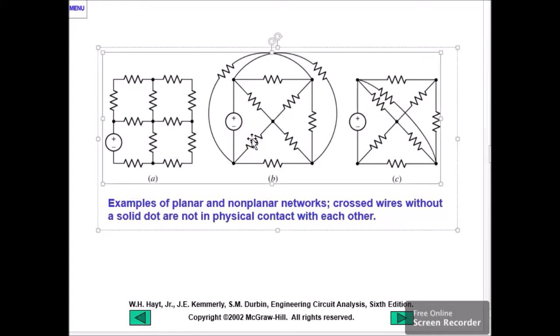This one, is there any overlapping? Here, this branch is on top of this branch. Planar? Nope, it's not planar. Now this one, is it planar? Is there any overlapping there? Yes, there is. Here, it's on top of this. So, you think this is not planar?